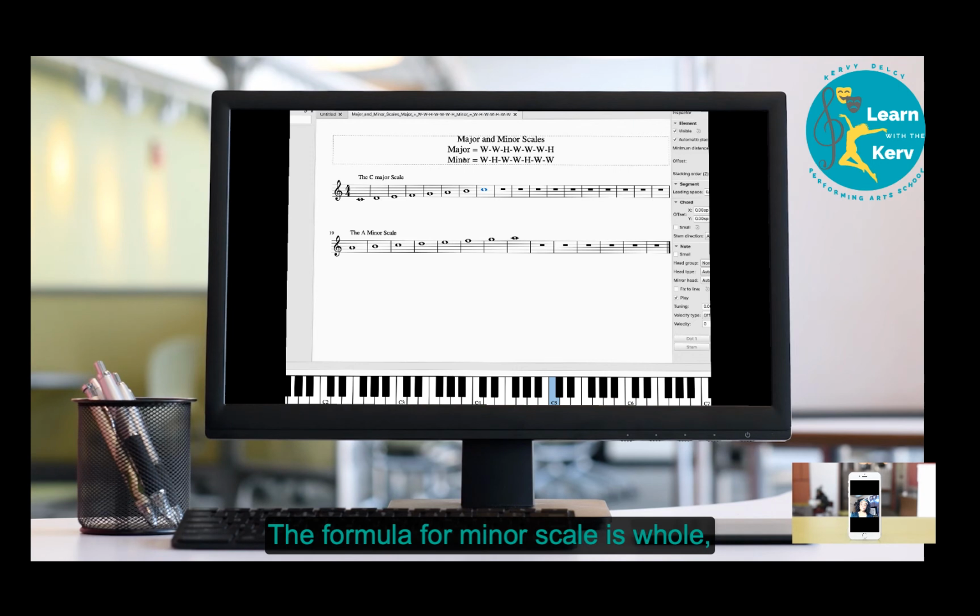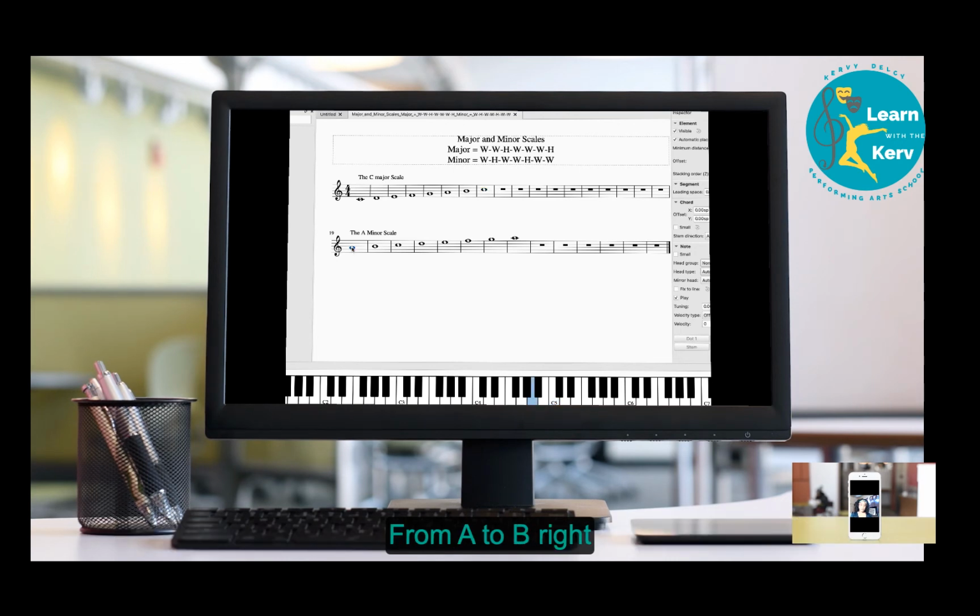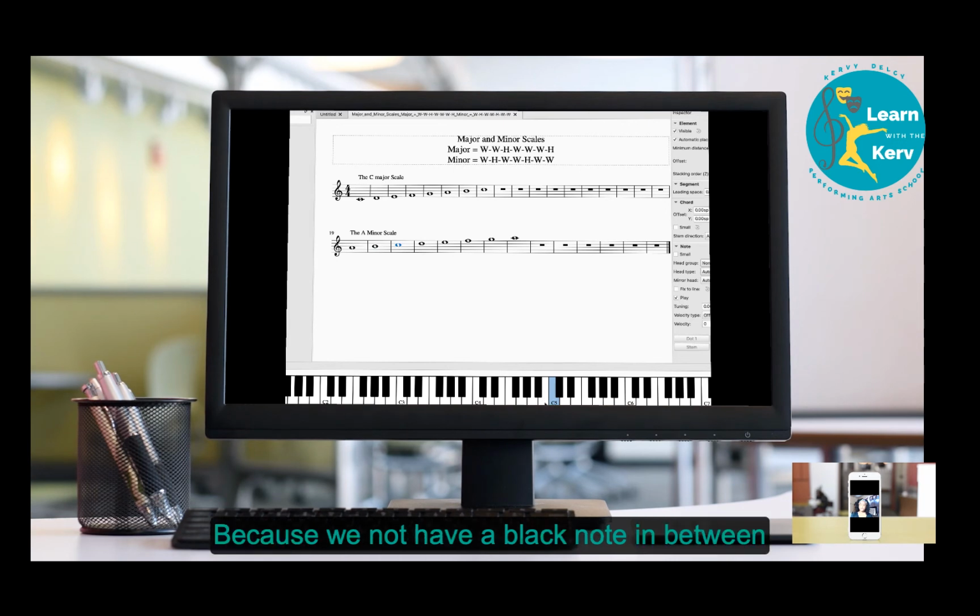Now, the formula for minor scale is whole, half, whole, whole, half, whole, whole. Now pay attention again to the keyboard on your screen. From A to B is a whole step because we have a black note in between. From B to C is a half step because we do not have a black note in between.